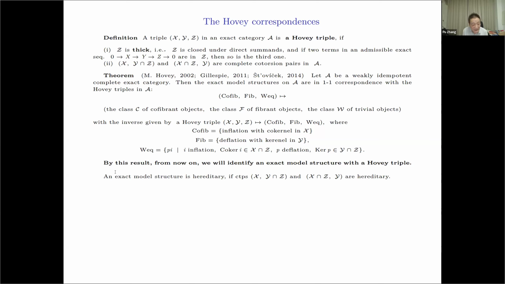Okay, then by this result, from now on, we will identify an exact model structure with a Hovey triple. And this exact model structure is called hereditary if these two cotorsion pairs are hereditary cotorsion pairs.